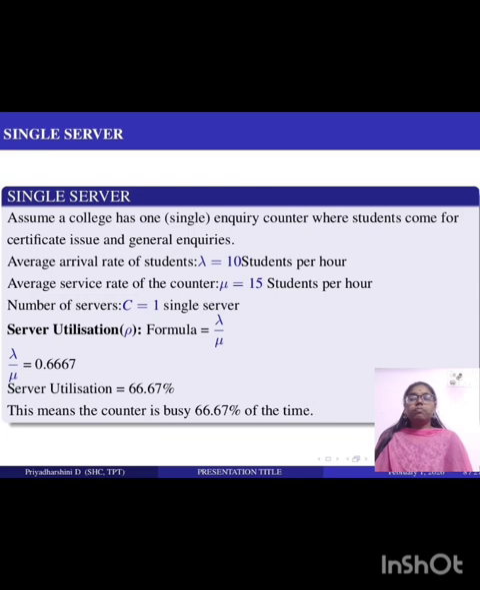And next we talk about a single server. Assume a college has only one single inquiry counter where students come for certificate issue and general inquiries. The average arrival rate of students, lambda, is equal to 10 students per hour. The average service rate of the counter, mu, is equal to 15 students per hour, and the number of servers is one. Server utilization formula: rho is equal to lambda by mu. We substitute the values and get the answer 0.667. So 66.67% of the time the counter is busy.